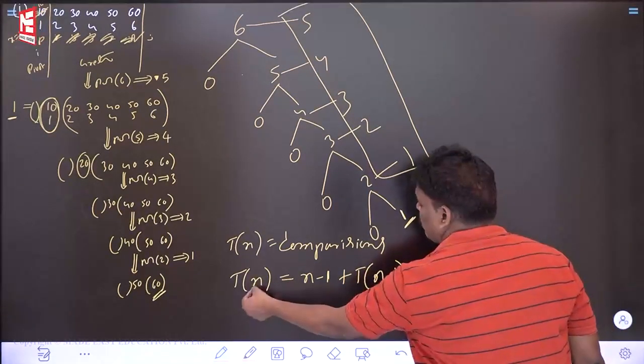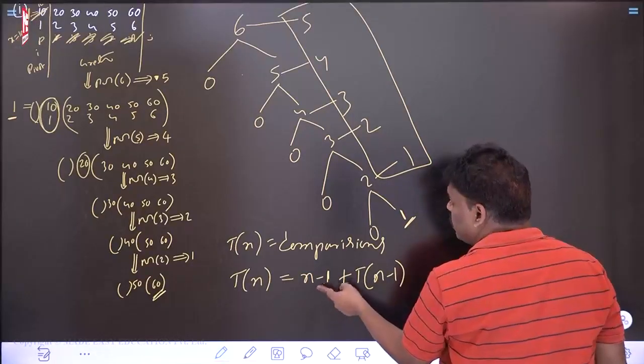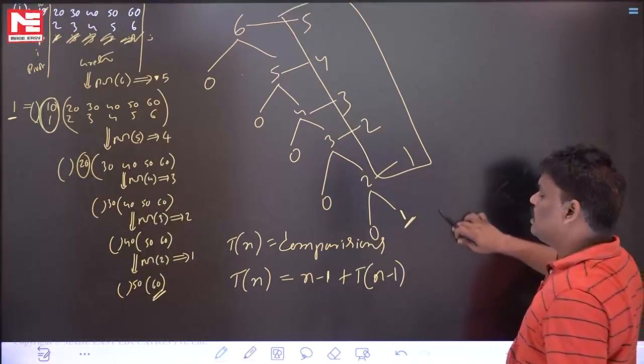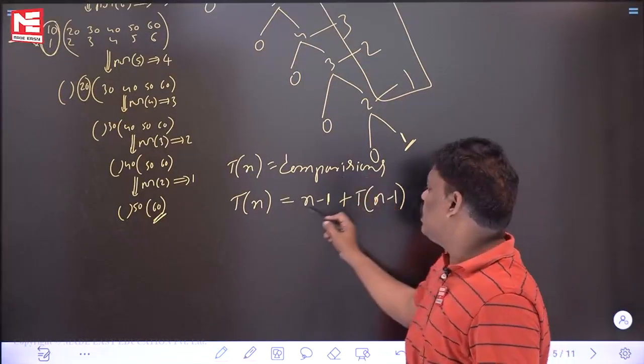For n elements, apply partition, n minus 1 comparisons. The remaining people will go to one side, and on them we apply recursion again. This is the recurrence relation. See, Tn is equal to the comparisons, it is the recurrence relation.